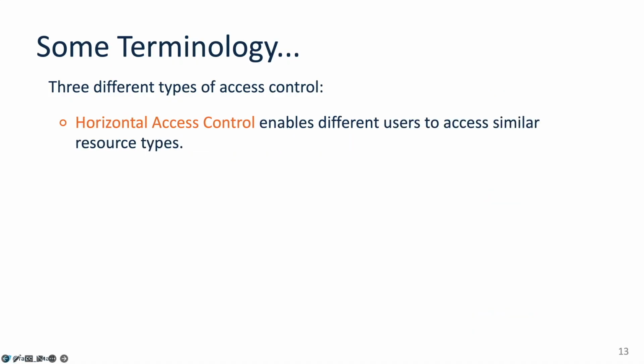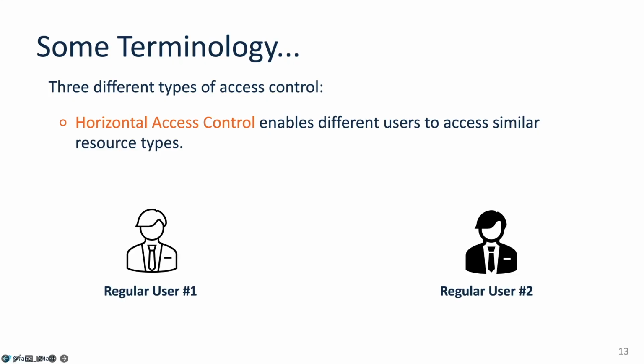The second type of access control is called horizontal access control. This type of access control restricts different users of the same privilege from accessing each other's resources. So for example, let's say you have Bob and Adam. They both have the same level of privilege in the application, which is that they're both just regular users. Now, Bob should only be able to access his data and should not be able to access Adam's data, and vice versa. And that's what horizontal access control rules do. They prevent users of the same privilege from accessing each other's resources.